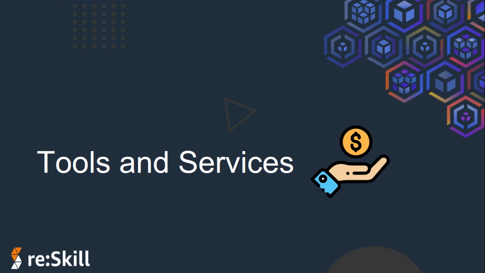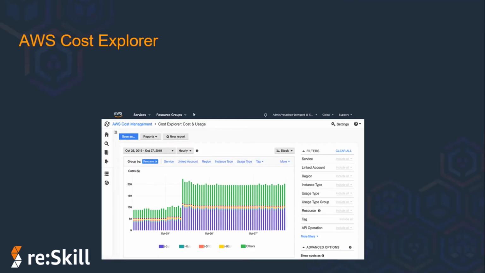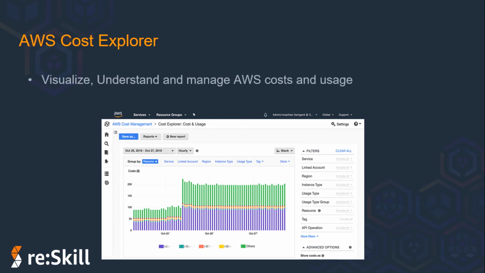Now let's go ahead and discuss a few tools and services that are available for cost control. First, here is Cost Explorer. It is a tool that enables you to view and analyze cost and usage. With the help of Cost Explorer, you can filter the graphs by values such as API operation, AZ, AWS service, custom cost allocation tag, EC2 instance type, purchase option, AWS region, etc.